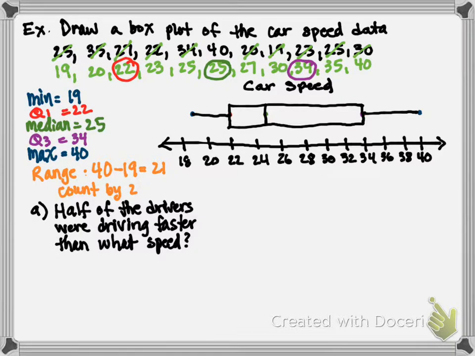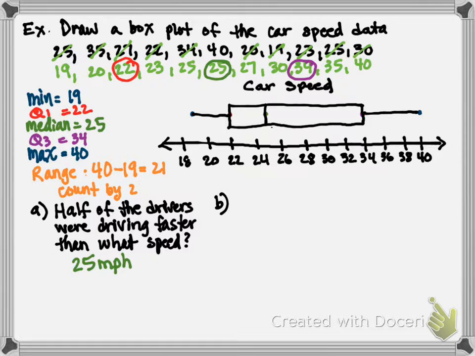So we look at our graph, we find the median. The median's super easy to find. The median is that vertical line inside your box. So that's at 25, so that would be 25 miles per hour. Okay? So half are driving faster than 25, the other half are driving less than 25 miles per hour. Here's another question.